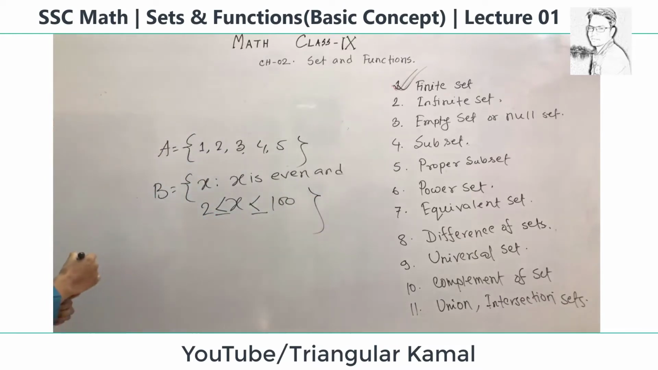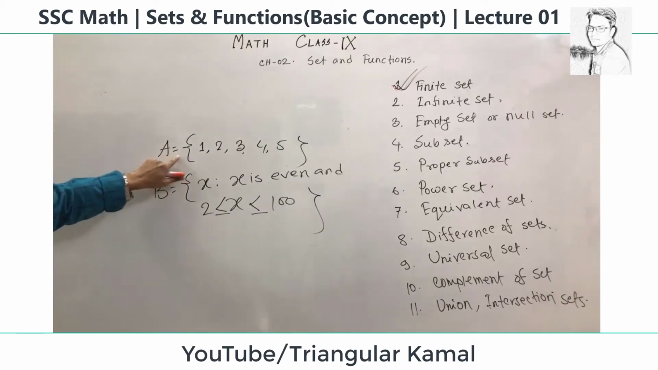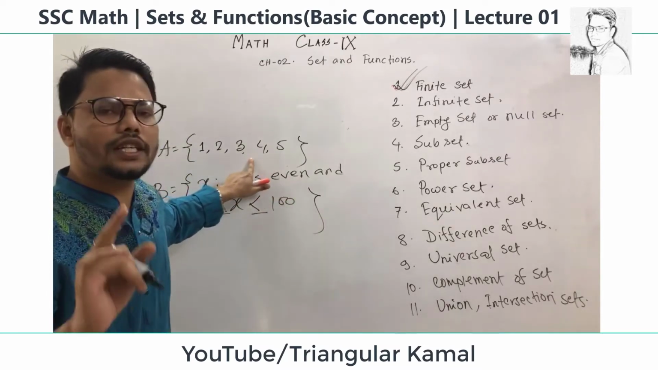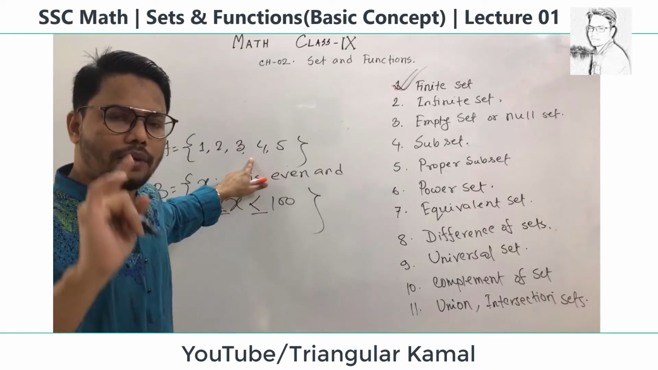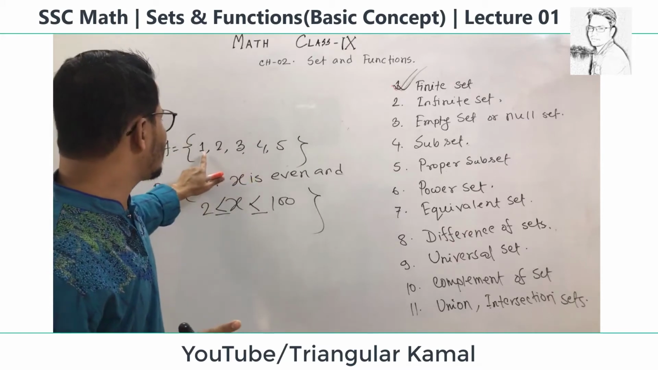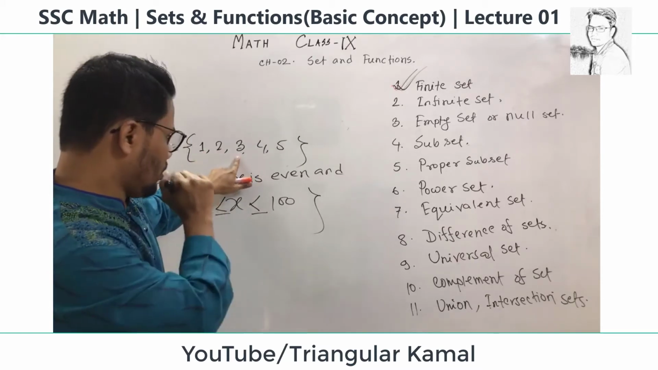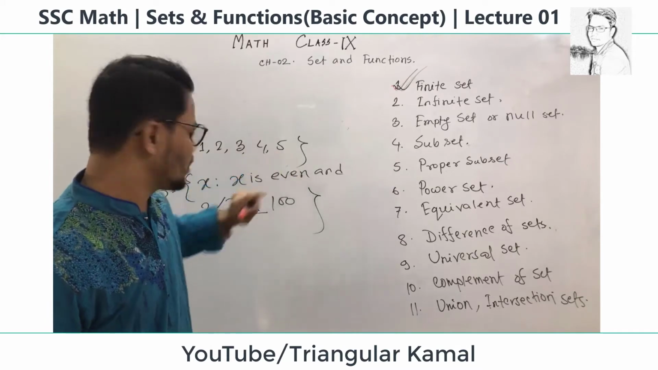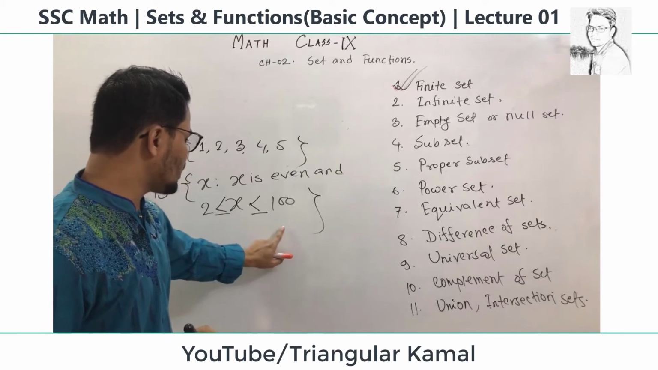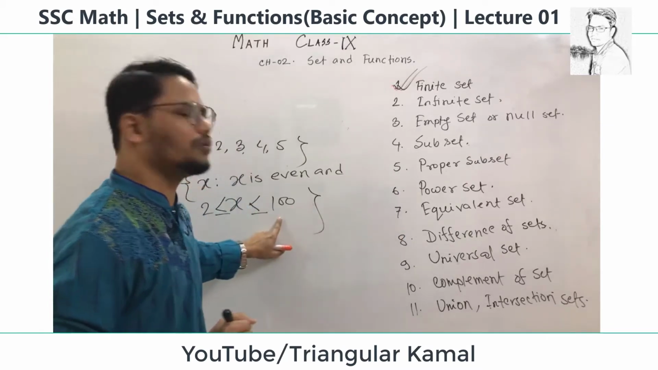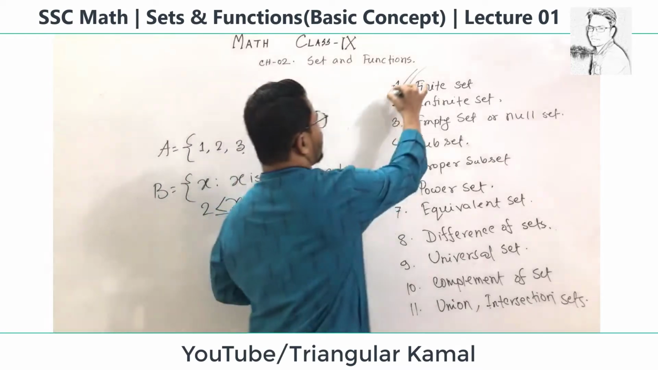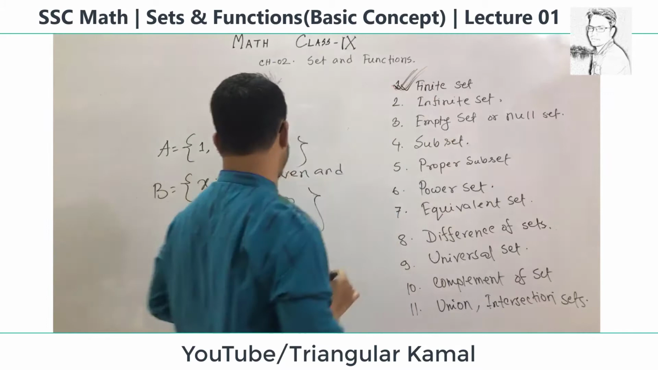In this condition, both are sets. This set is given in set-builder method, and this one in roster method. But in both cases, we can count the number of elements. Here the number of elements is 1, 2, 3, 4, 5. And here, the elements are 2, 4, 6, 8, 10, just the even numbers up to 100. We can count them, so both sets are called finite sets.